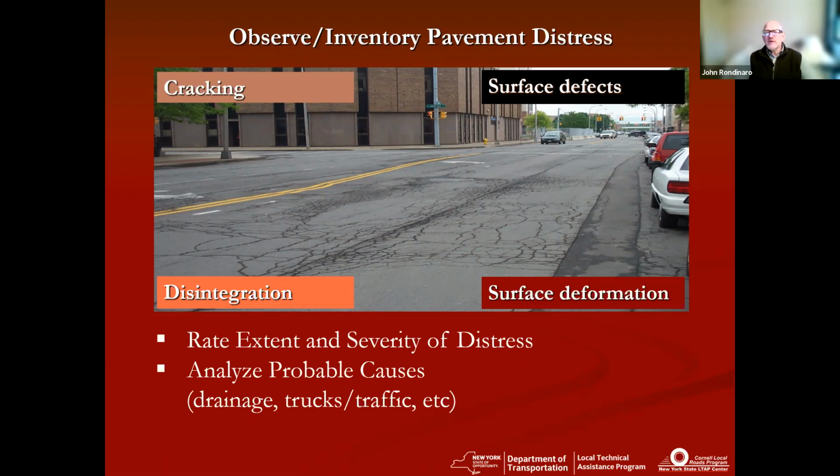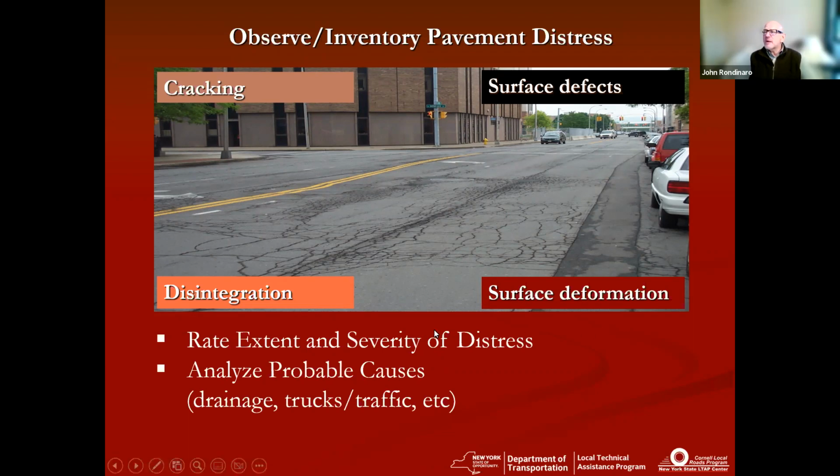Another category are your surface defects. Those are things like raveling, polishing, flushing, those kind of things that affect the surface of the pavement. And then you're also looking at surface deformations, things like rutting, shoving, swelling, those kind of things that show you get movement in your pavement mat. And then again, you're rating in terms of extent and severity. It can be as simple as looking at extent and severity in terms of low, medium, and high. And then you're digging into your probable causes.